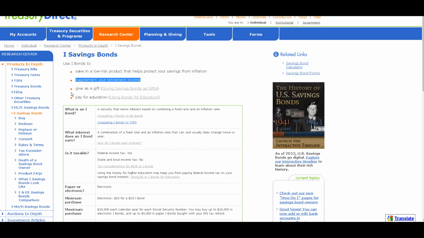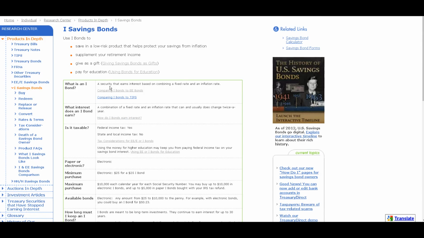You can still give these out as a gift, and you can use them to pay for your education. And if you are using bonds, EE or I bonds, to pay for your education, they can be excluded partially or all, depending on the type of higher education and how it's done.